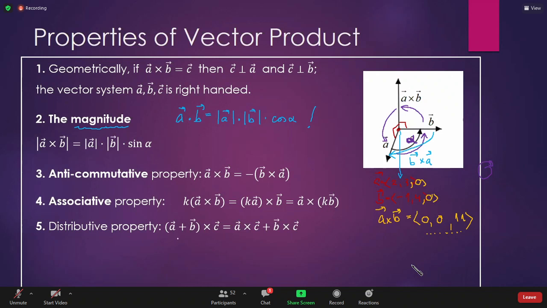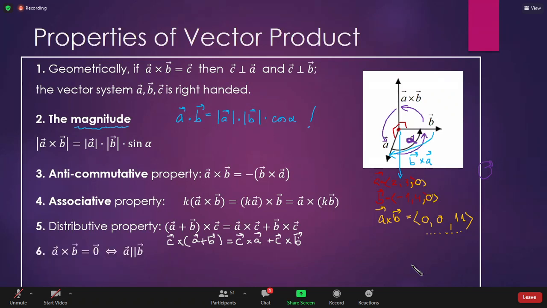I would like to write the other version as well. C times the sum A plus B must be written as C times A plus C times B, because the order of multiplication is important. Otherwise, the sign of the vector, the direction of the vector, might change.